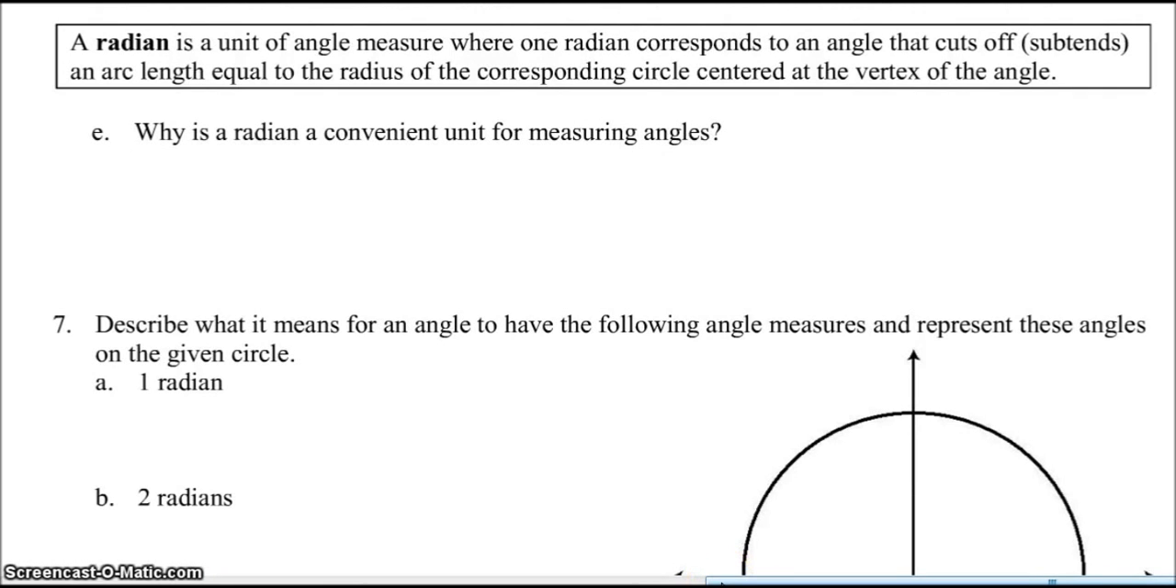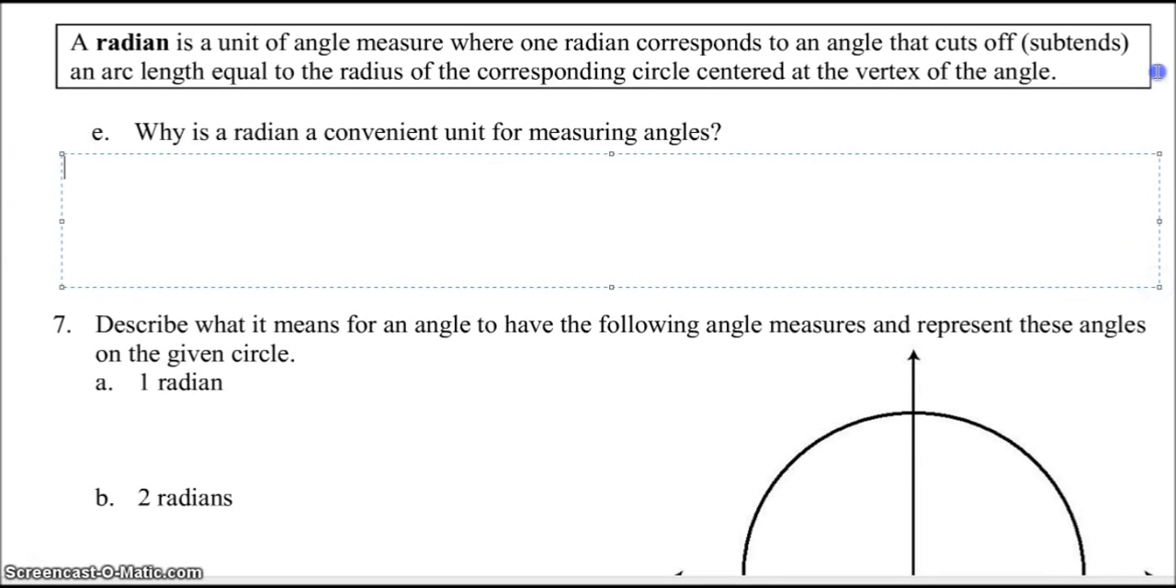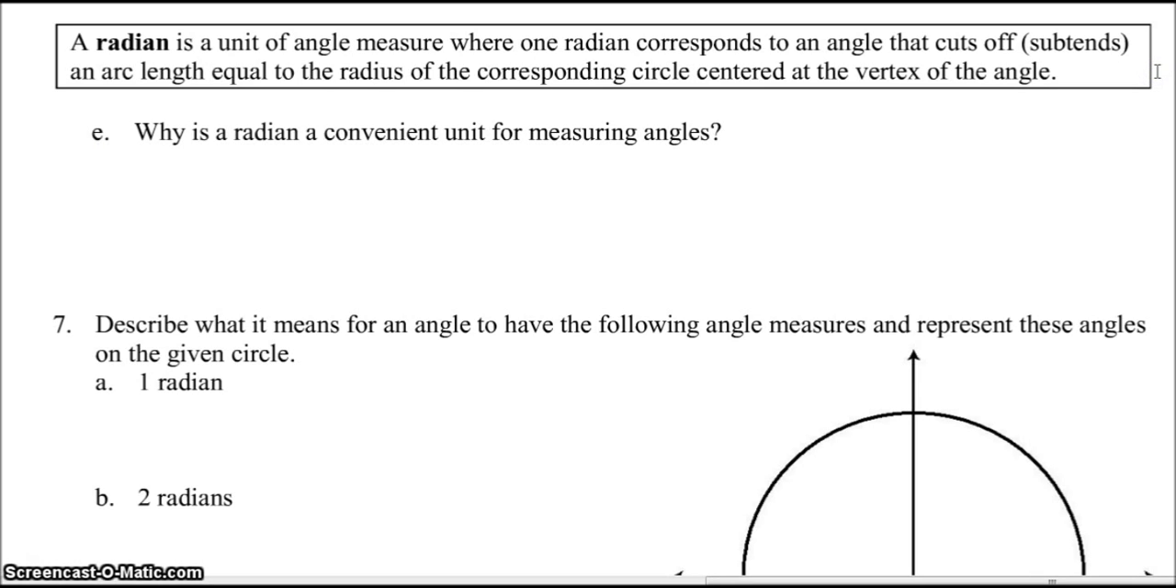A radian is a unit of angle measure where 1 radian corresponds to an angle that cuts off, or subtends, an arc length equal to the radius of the corresponding circle centered at the vertex of the angle. Why is the radian a convenient unit for measuring angles? I think maybe it's better if you guys just think about why it might be convenient. Make sure that you understand what a radian is.